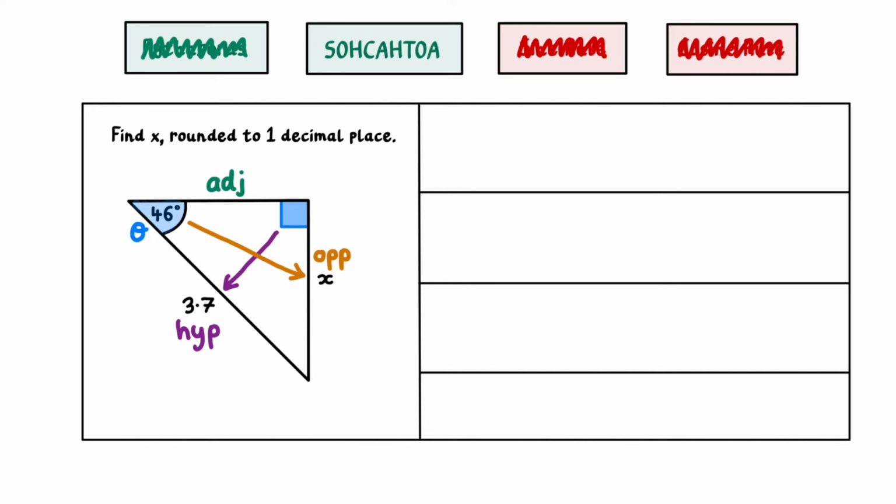In our diagram, the opposite corresponds to x, the hypotenuse corresponds to 3.7, and the adjacent does not correspond to anything. Hence, we'll want to choose the ratio which involves the opposite and the hypotenuse. In other words, we should use the statement that sine of theta equals the opposite over the hypotenuse.